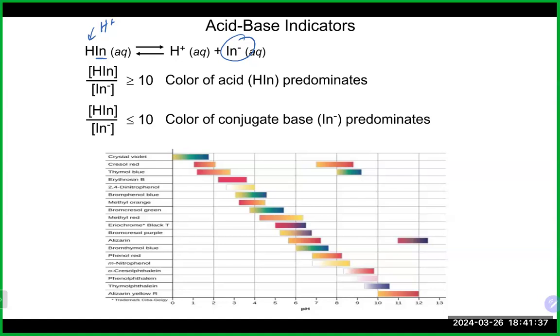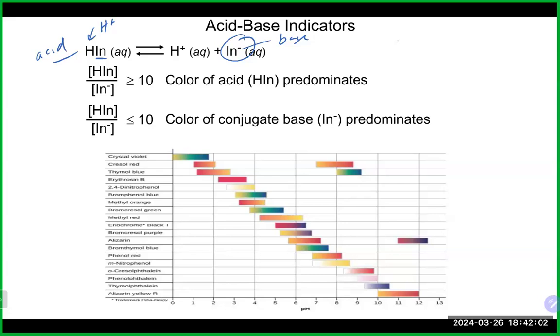If the ratio of the protonated form to the deprotonated form is greater than or equal to 10, then the acid part will basically predominate, since you can think of this as the acid part of the indicator, and this is the base part of the indicator. And vice versa, if we have more of the base part of the indicator in the solution than the acid part, it'll give you that.